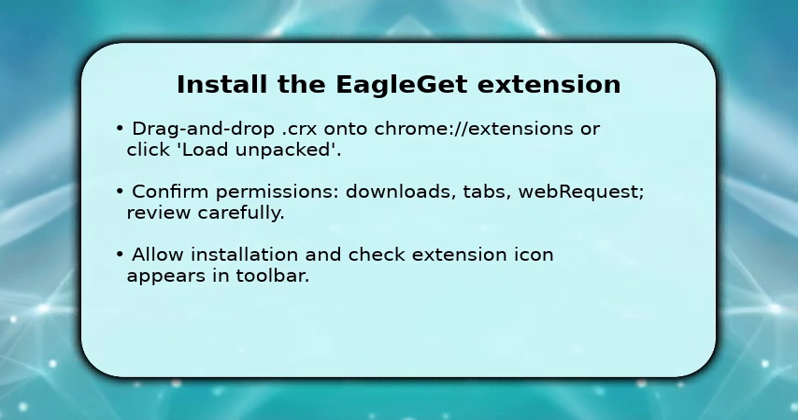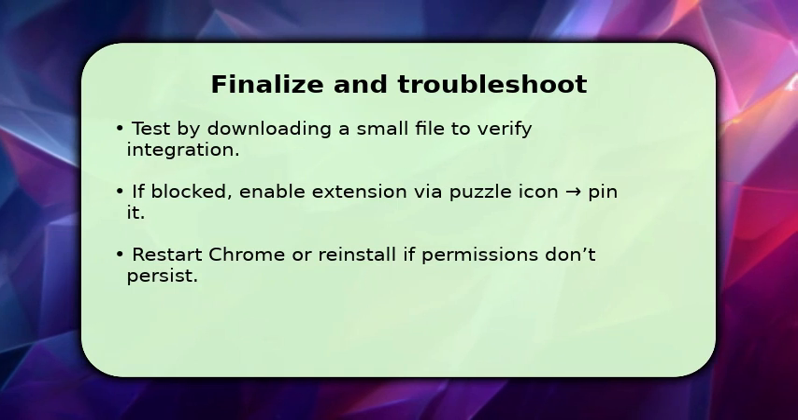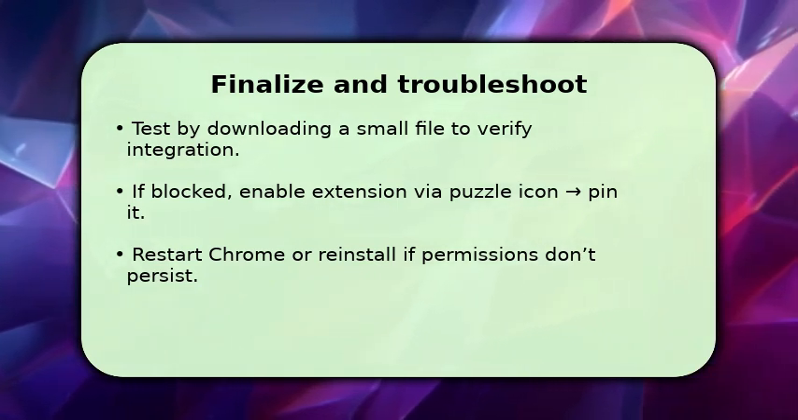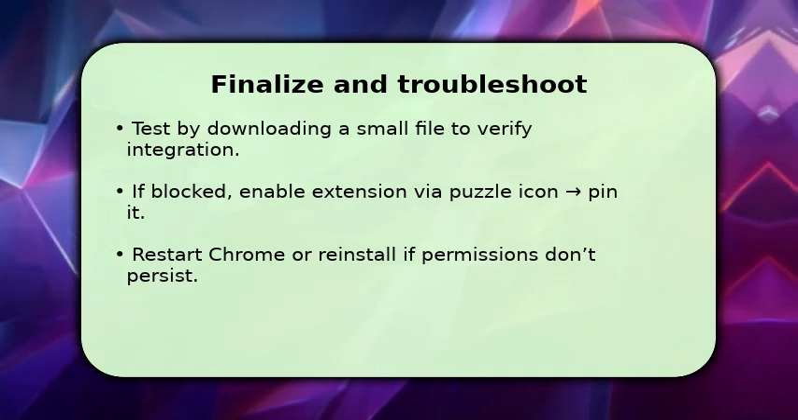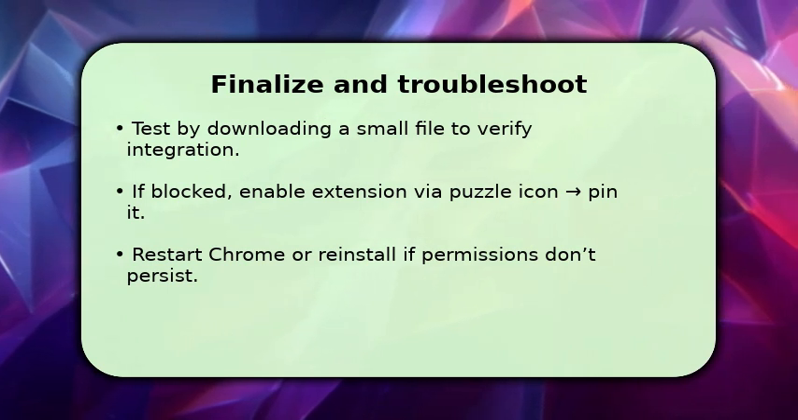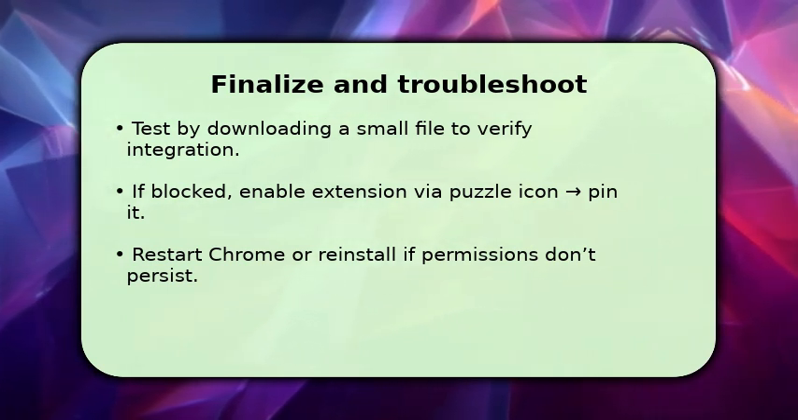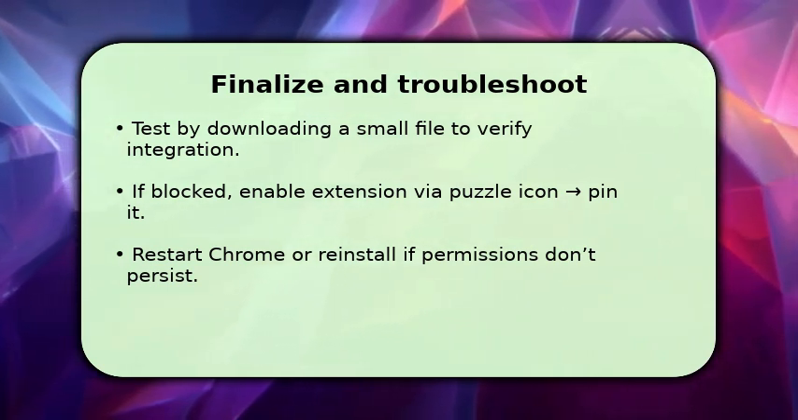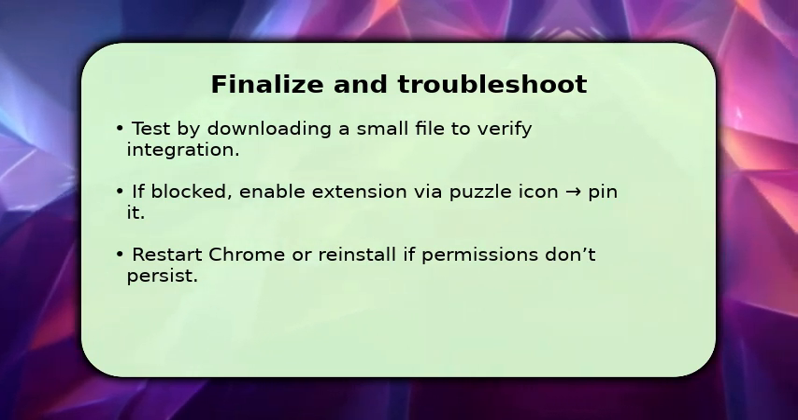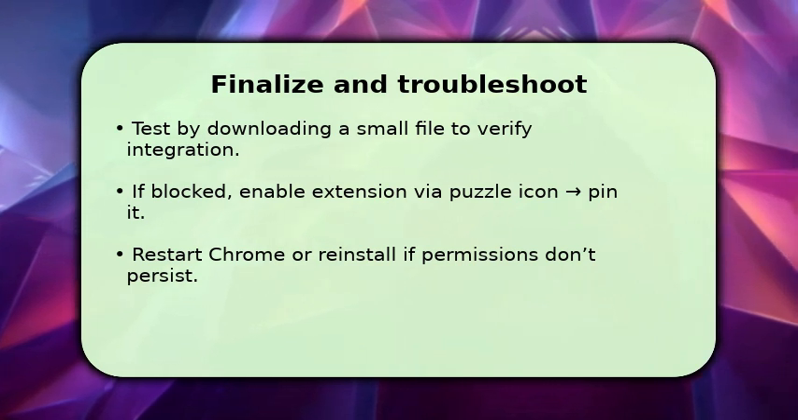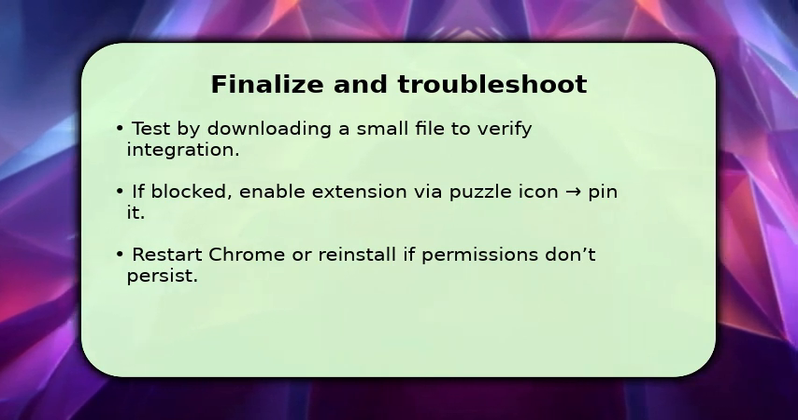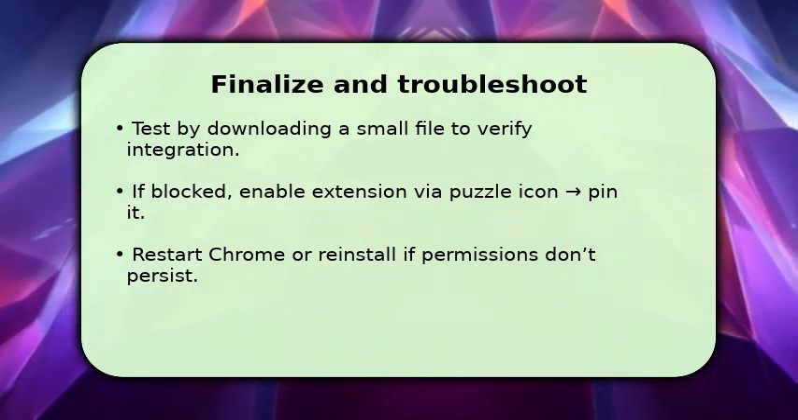You finish by verifying integration and handling issues. Start a small download to confirm Eagleget captures the link. If it doesn't, open the puzzle icon, pin the extension, and check its settings for site access. If the extension is disabled or permissions reset, restart Chrome and try reinstalling via Load Unpacked. Sometimes Chrome blocks unsigned CRX files. For persistent failures, clear site data for the page and reauthorize permissions. This often resolves conflicts so Eagleget can control downloads.